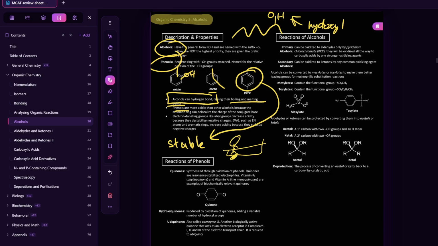And that's what the aromatic ring does for the phenol's conjugate base. It spreads the negative charge out. And a more stable conjugate base means a stronger acid. Stronger acid equals more stable conjugate base.